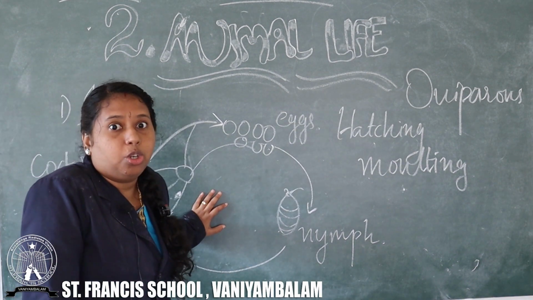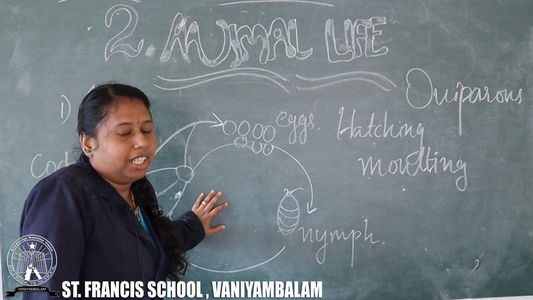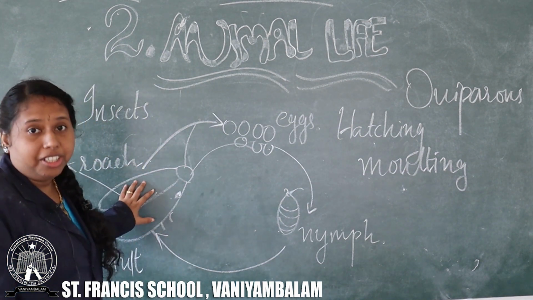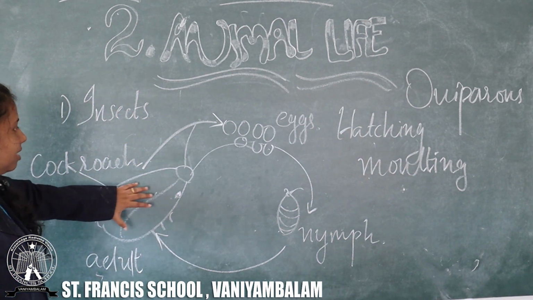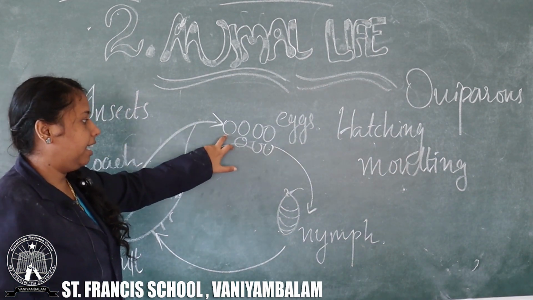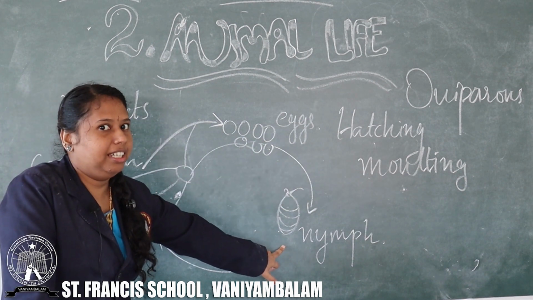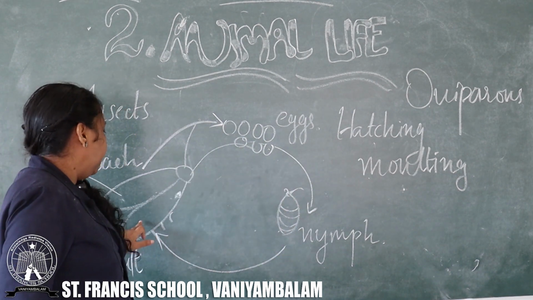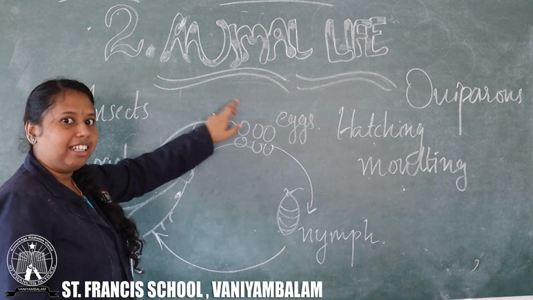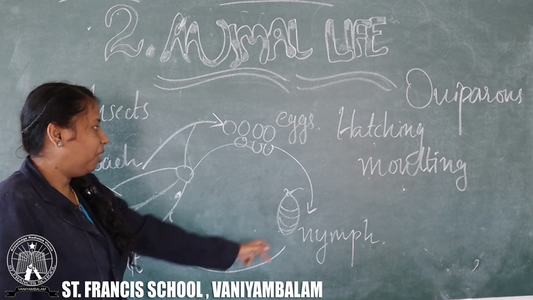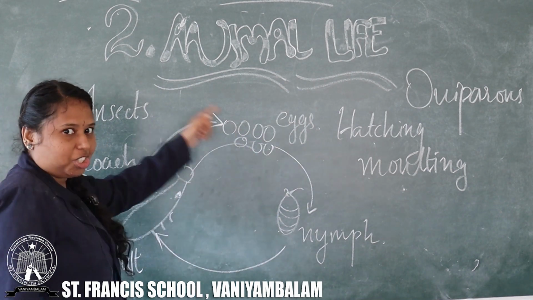So, this is about cockroach. Did you understand, my children? Let us see once more, repeat. This is adult cockroach, this is egg, and it is nymph. Say nymph. Then again cockroach, eggs, nymph. Again cockroach, again lay eggs, then nymph. Wow, this is the life cycle of the cockroach.